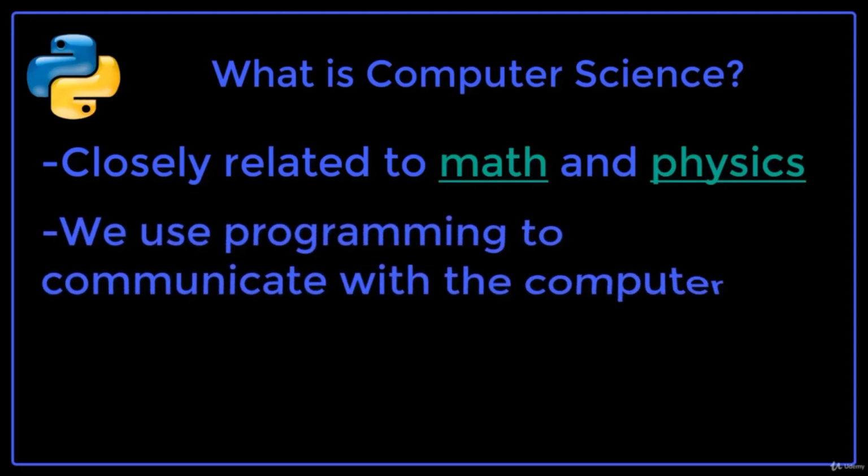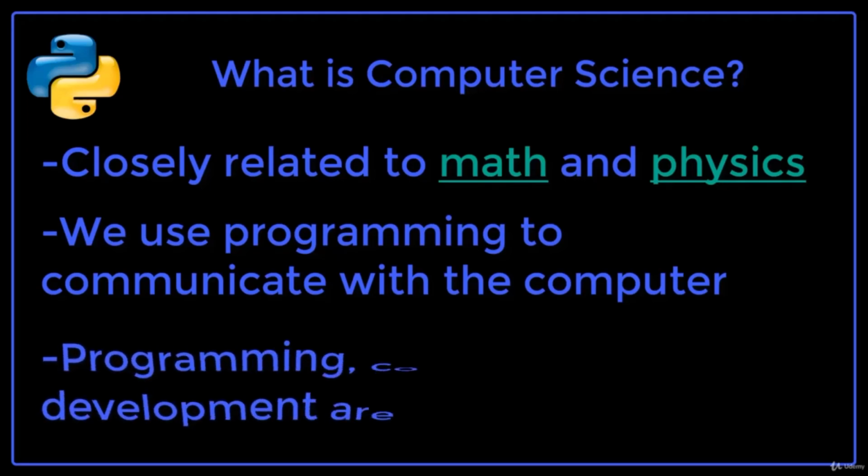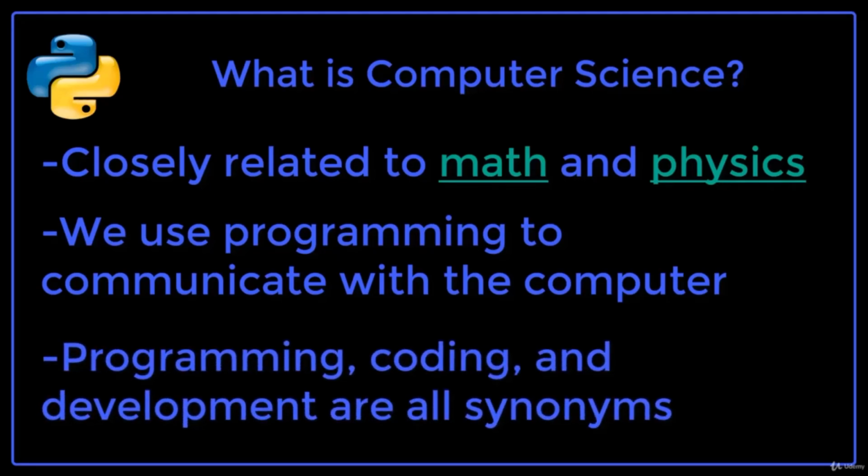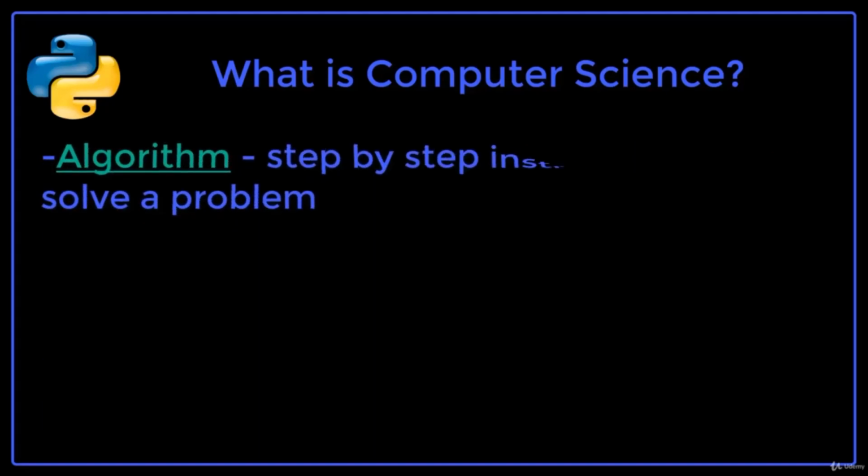In order to study computer science, you need to be able to communicate with the computer. We do this by programming. Some people say programming, others say coding, others say development. All of this means the same thing: writing code that the computer understands in order to perform steps to solve a problem. An algorithm is a step-by-step sequence of instructions intended at solving a problem.